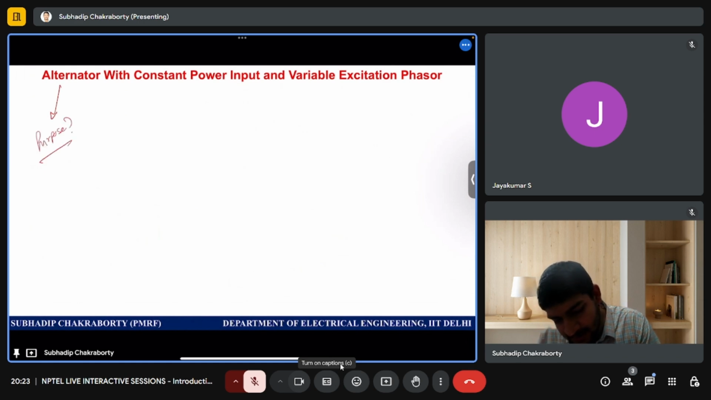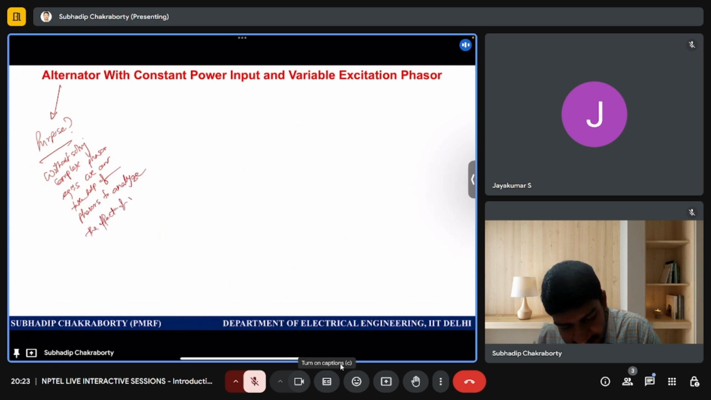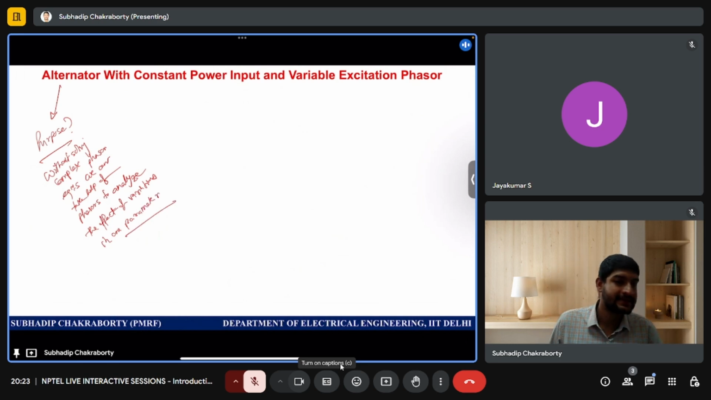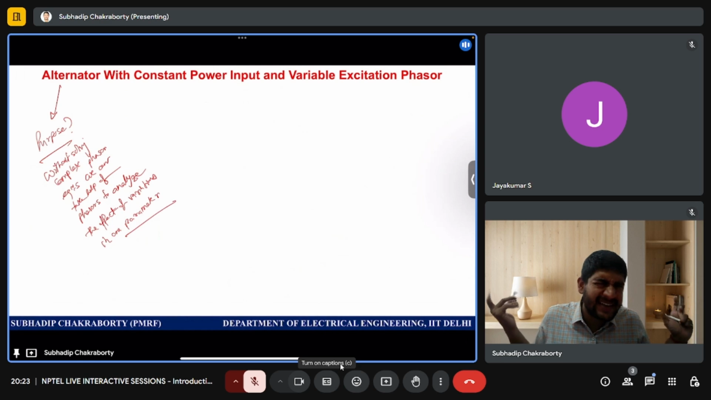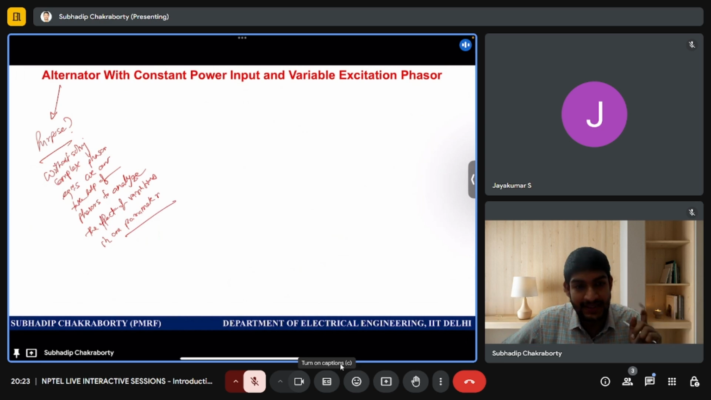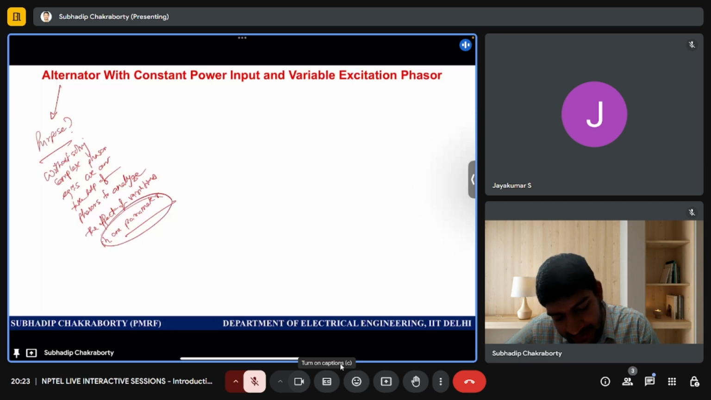Purpose: without solving complex phasor equations, we can take help of phasors to analyze the effect of variations in one parameter. So one by one we can do. Only one parameter variation is allowed. Multiple parameter variation you cannot analyze geometrically. Only one parameter variation allowed.